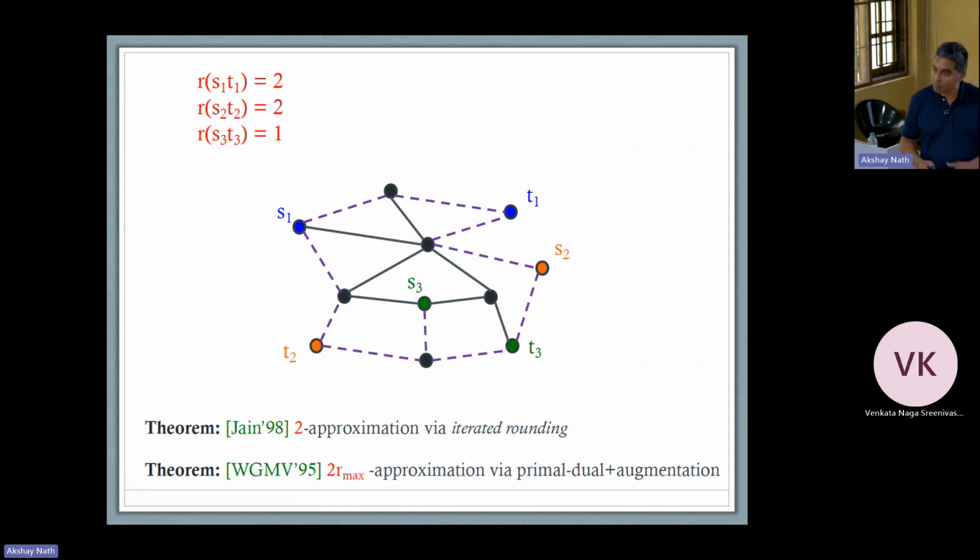And this is one of the fundamental results in approximation algorithms due to Jain, not real Jain, but Kamal Jain, many years ago. And it's based on this very, very powerful technique called iterated rounding, right? And it's like a cornerstone technique since then. There's a lot of connection to submodularity. It's a beautiful result.